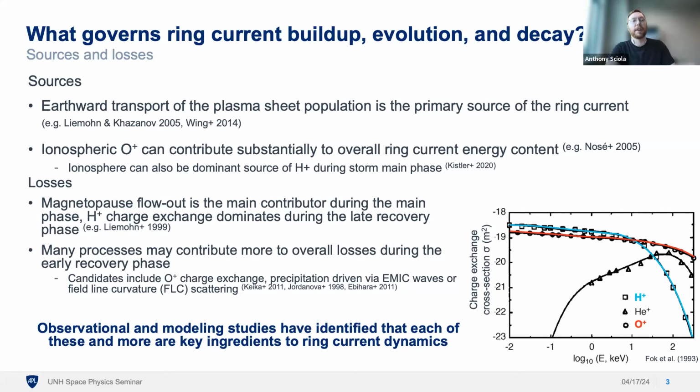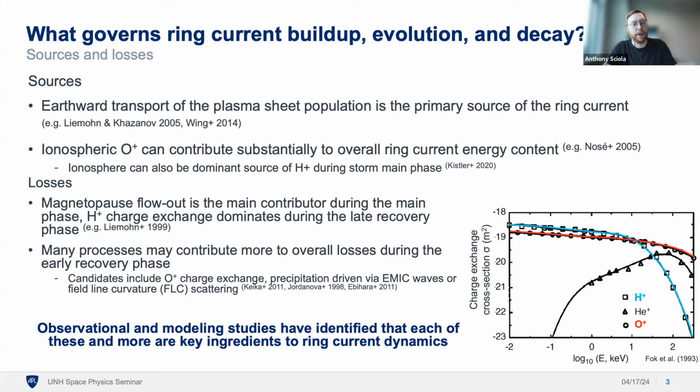On the loss side, we know through modeling studies that magnetopause outflow along open drift paths out of the magnetosphere is the main contributor during the main phase, and that H+ charge exchange dominates during the late recovery phase. There are a number of other processes that could potentially contribute to the overall losses during the early recovery phase, such as the extra charge exchange of O+ due to its larger cross section, or precipitation driven by EMIC waves and field line curvature scattering.